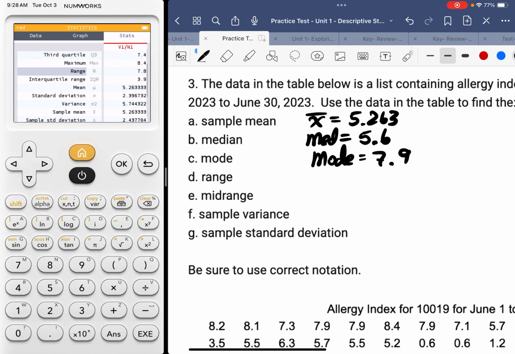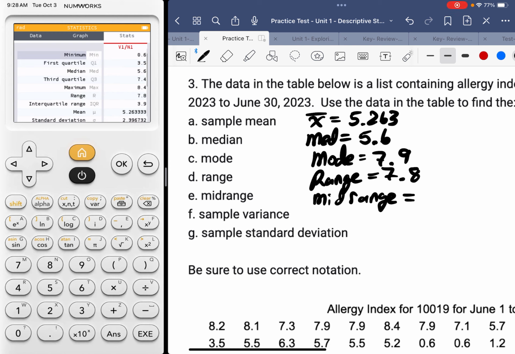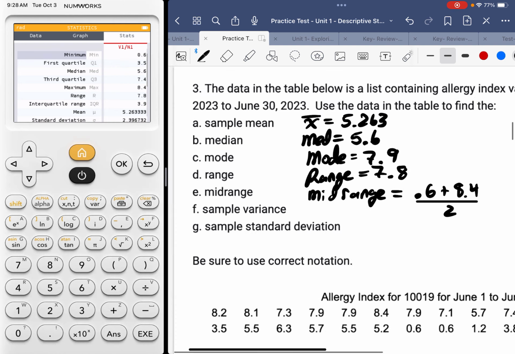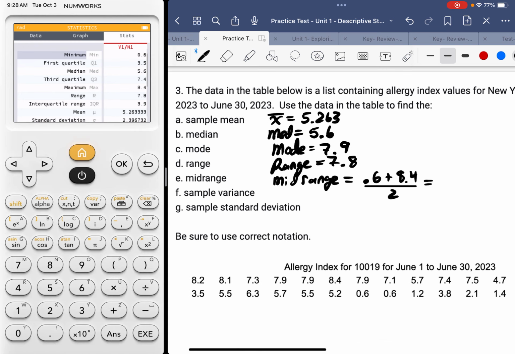That's strange. Range, 7.8. Now the mid-range, that's the average of the max and the min. All right, so 0.6 plus 8.4 divided by 2. All right, so that's conveniently, for actual real data, this kind of works out nicely. So it's 9 divided by 2, which is 4.5.